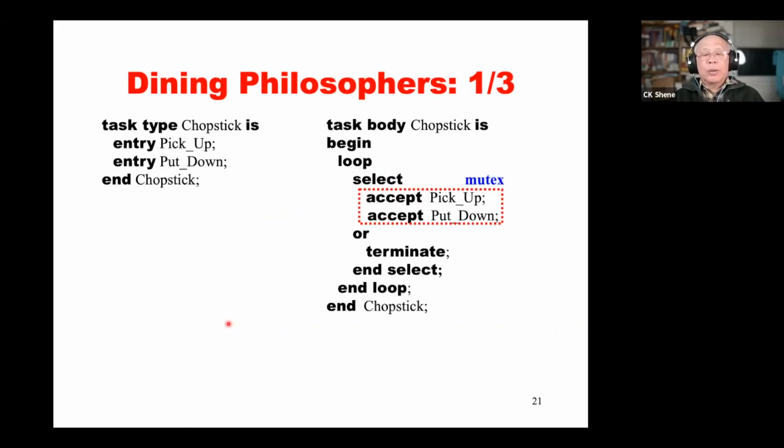Now let's do a dining philosopher. This is our old friends. First of all, we need to build a mutex for the chopsticks. So we have task type chopsticks. It has 2 entry points, pick up and put down. It's just lock and unlock. So the task body has an infinite loop in which we have a single select statement. Accept pick up, accept put down. This is a mutex as we mentioned earlier. If no one calls this one or this one, then we terminate, meaning the philosophers are gone.